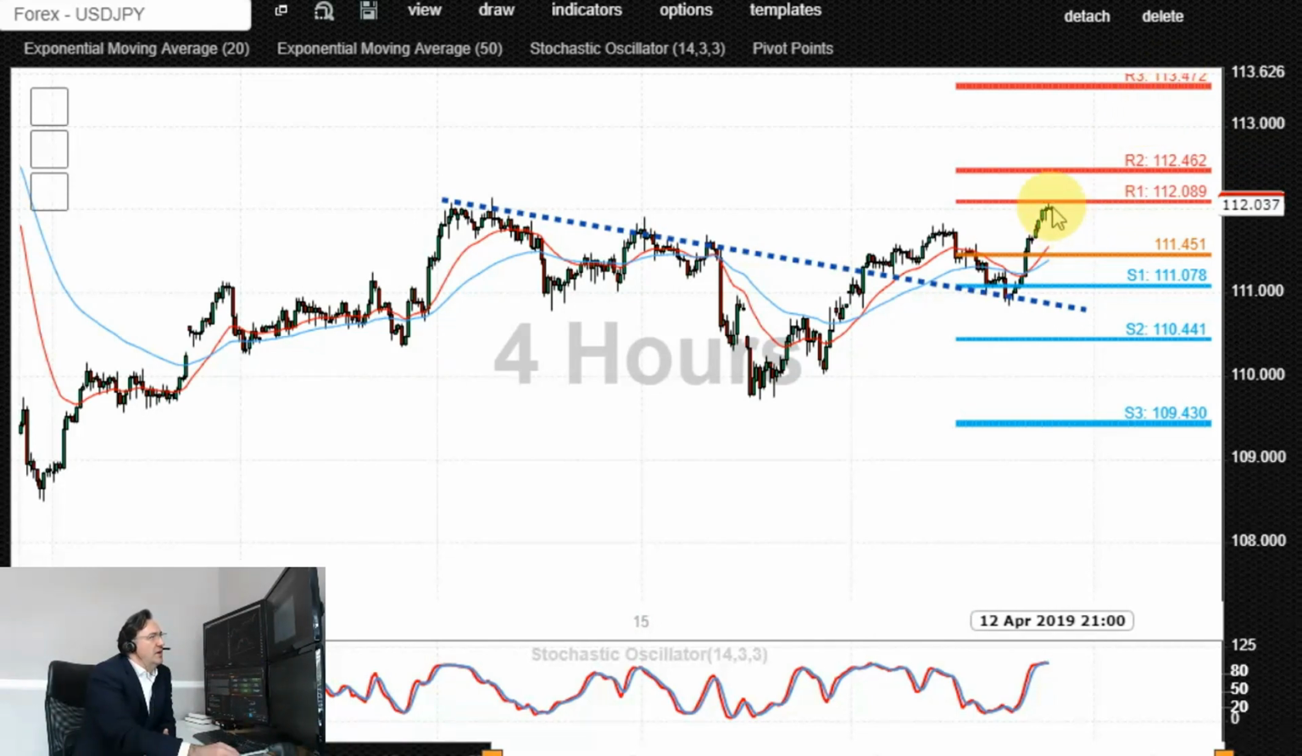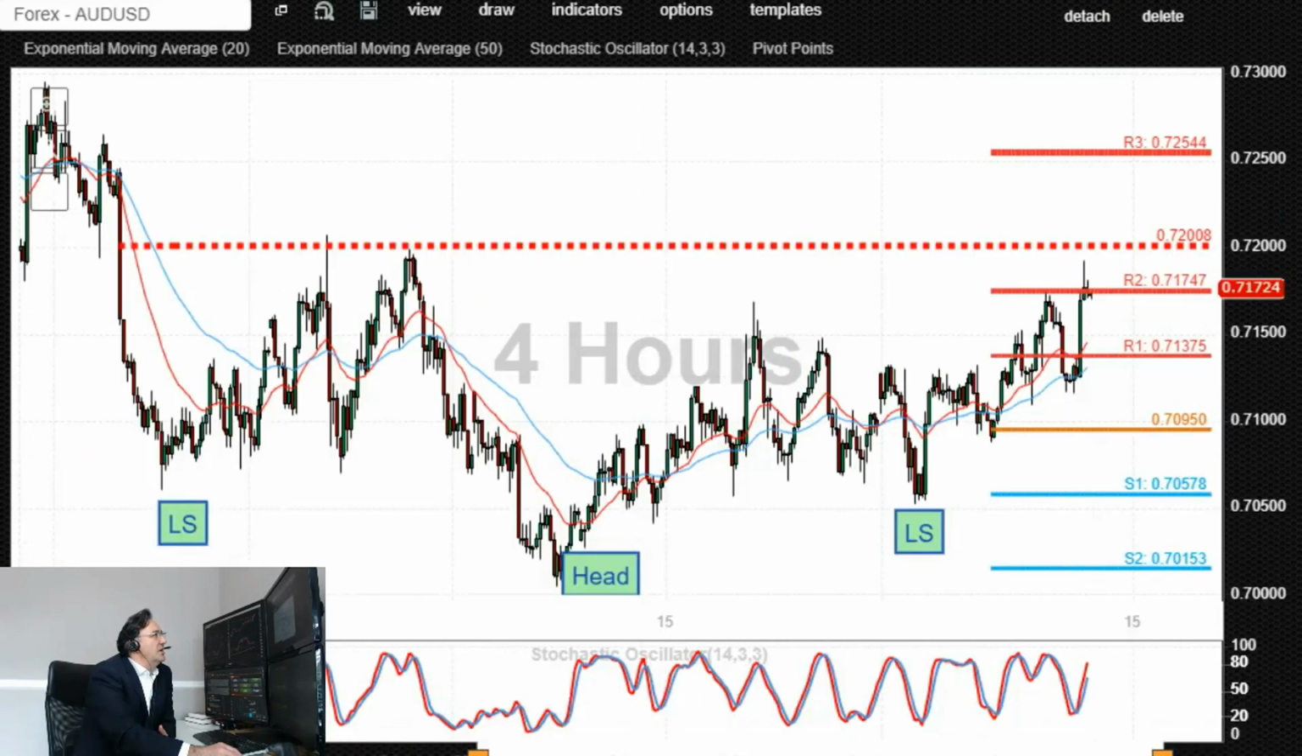Alternatively, a dip lower, US dollar weakness of some sort, or maybe Japanese yen strength, and an end of day close below 111 would negate the bullish outlook from the intraday perspective and then open up the way for a deeper retracement towards 110.44, possibly even 110, 109.40. The next thing that we are going to take a look at is Aussie dollar.